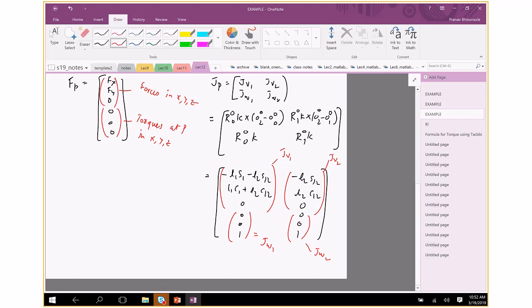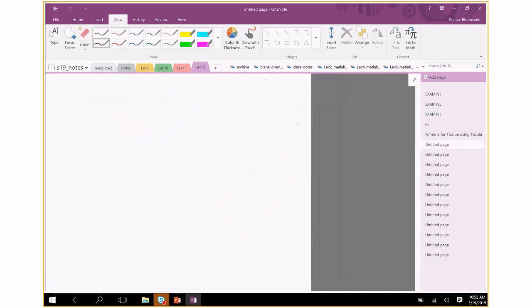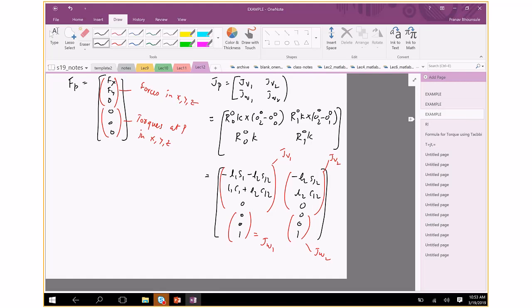Okay, and so the last step is torque equals J transpose F. So there are two torques, torque 1, torque 2 equals J transpose. That matrix, which is 6 cross 2, you're going to take the transpose of it. So it'll be 2 cross 6.